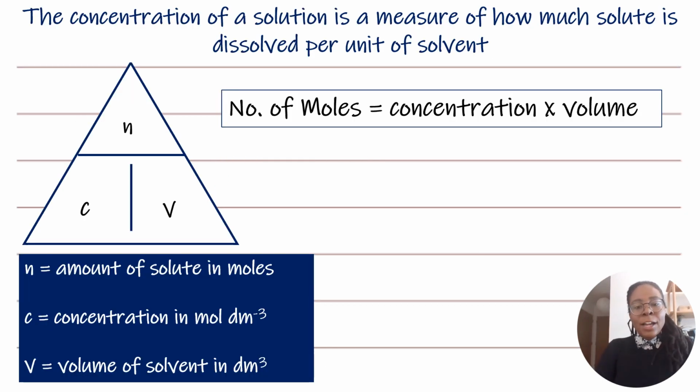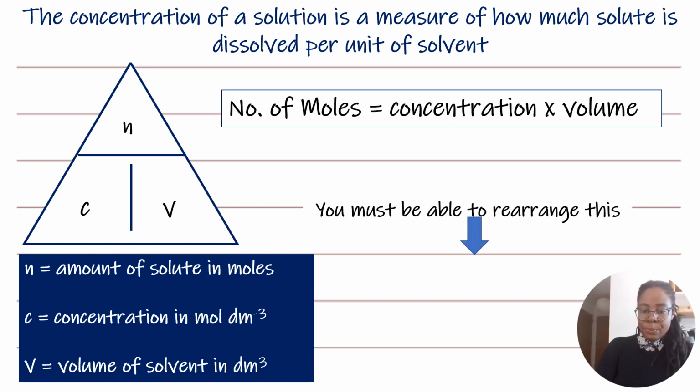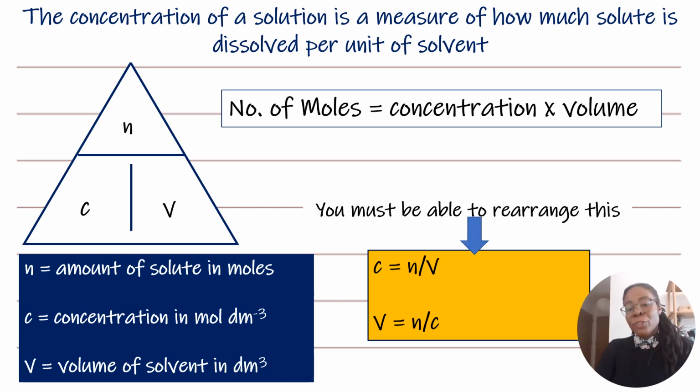We can link it together using this expression: number of moles equals concentration times volume, where concentration here is in moles per decimeter cubed and the volume of the solvent is always in decimeters cubed. Again, you must be able to rearrange this, so concentration equals moles over volume, or volume equals moles divided by concentration.